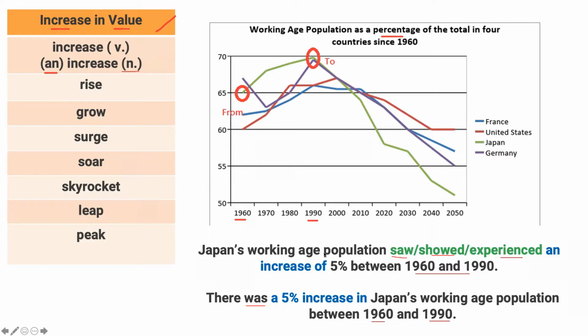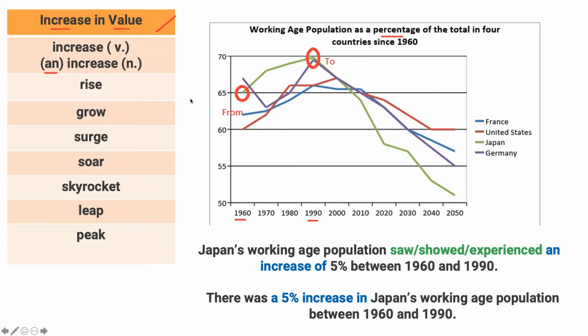Now, a key point to keep in mind is the use of the preposition "of" and the use of the preposition "in." So, "of" is used when it's followed by a percentage or a number, and "in" is used when you want to say what is increasing. So, Japan's working age population is increasing, and here the increase is of a 5% difference. So, always make sure you're keeping your prepositions in mind.